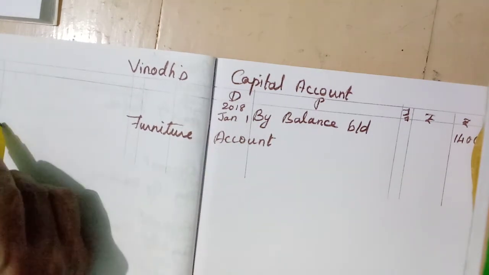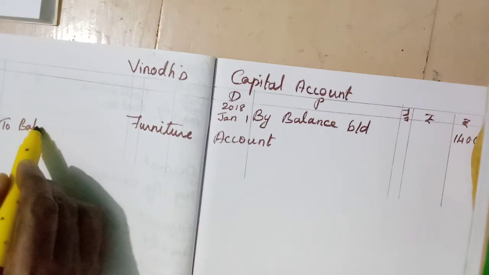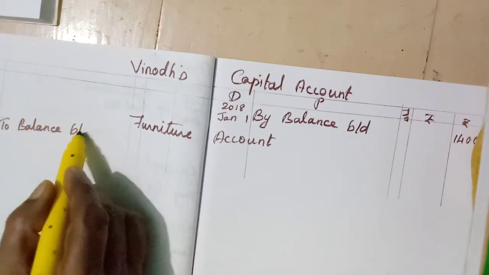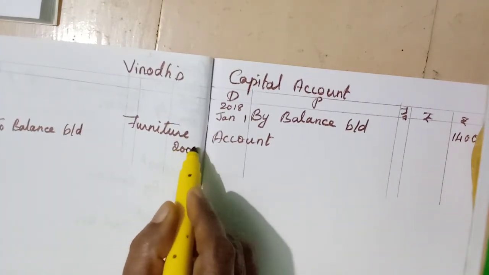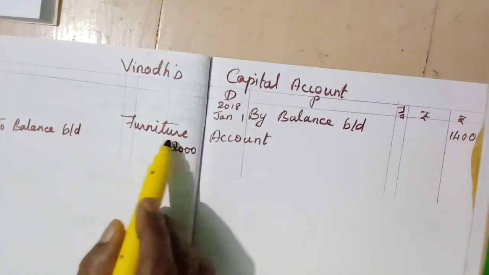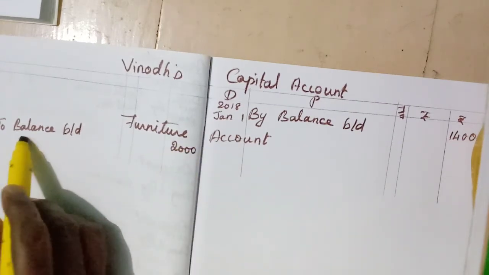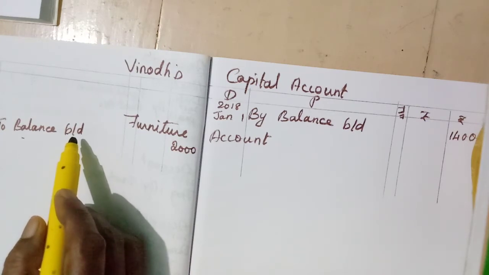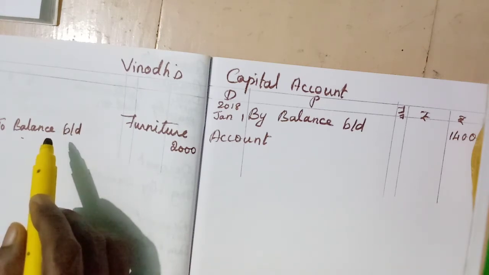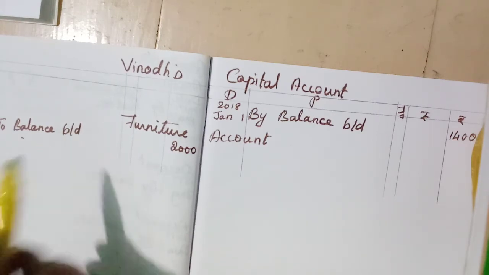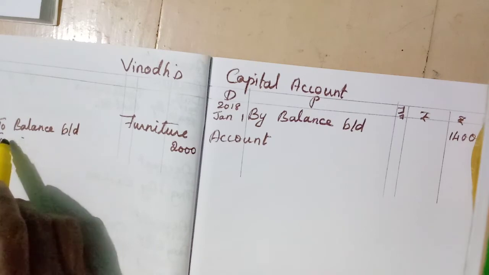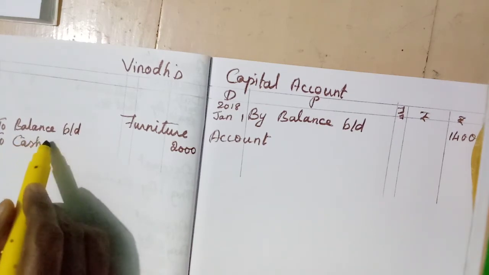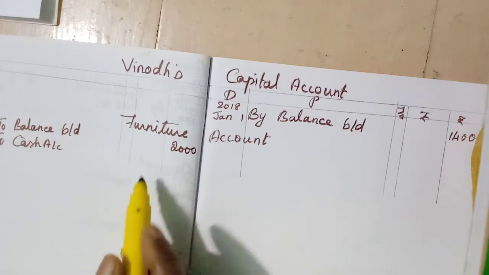So, to balance brought down 2,000. Okay, opening. So furniture shows debit balance. So debit side to balance brought down. Purchased furniture for cash. What is the entry? Purchased furniture means should not write for that goods. Simply furniture account debtor to cash. Again, same. Furniture debited. So debit side to cash account. Date, same date, 1. 4,000.